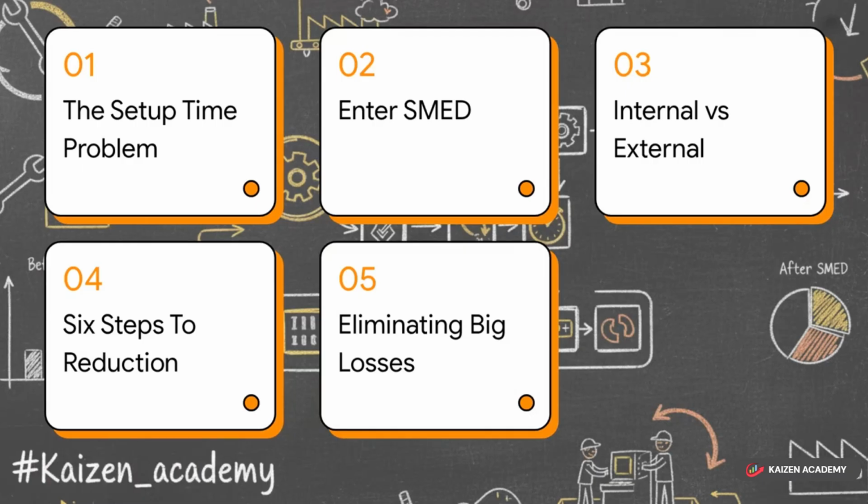So here's our roadmap for getting those changeovers down to single digits based on the foundational research. We'll cover the setup time problem, enter SMED, internal versus external operations, the 6 steps to reduction, and finally, eliminating big losses. Let's get right into it.